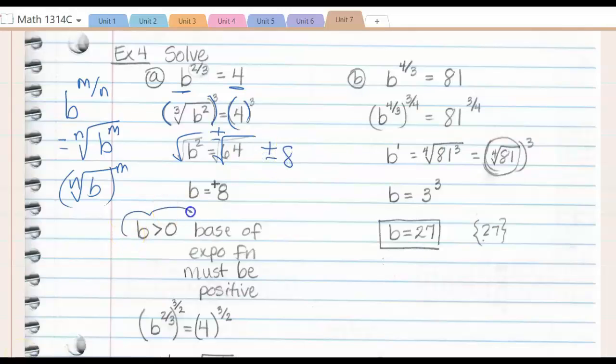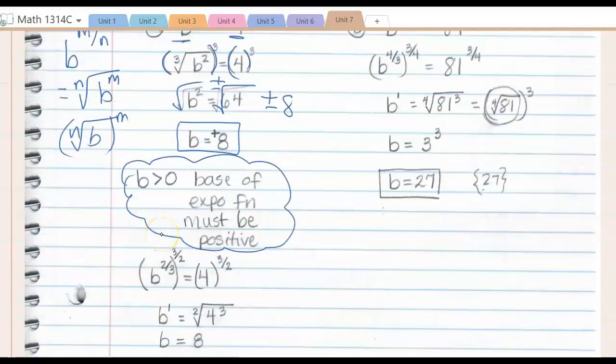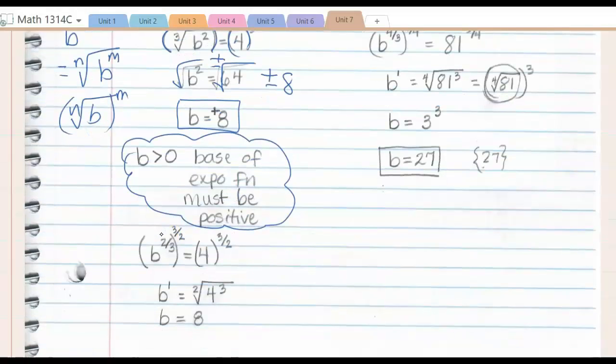And so we actually find that b is equal to either plus or minus 8. But because the base has to be a positive number, we're only going to use b is equal to a positive 8. Down here at the bottom, a different way that you can solve this is by getting my exponents to multiply to 1. So if I had 2/3, then I'm going to multiply it by its reciprocal, which is 3/2, and that's going to give me b to the 1 power. But if I put this to the power of 3/2, then on the other side I also have to put it to the power of 3/2.